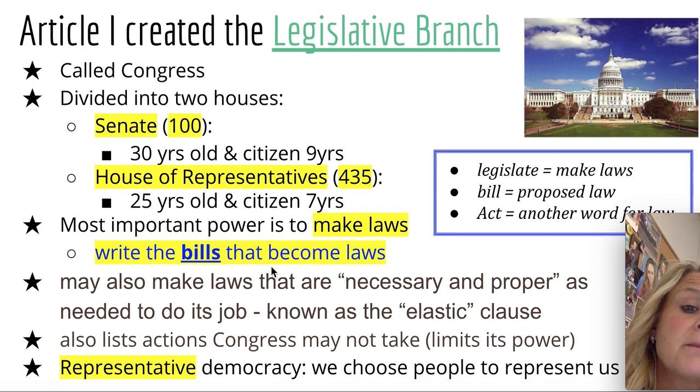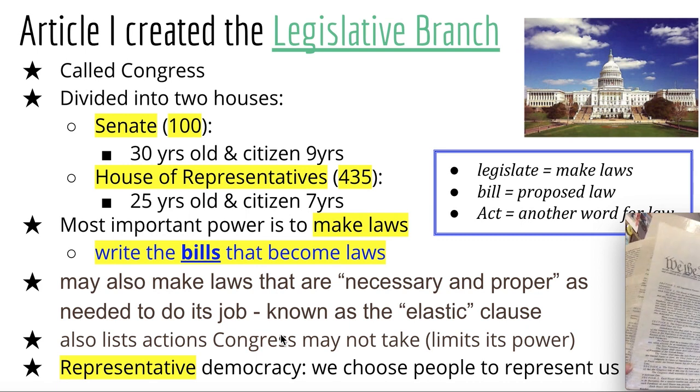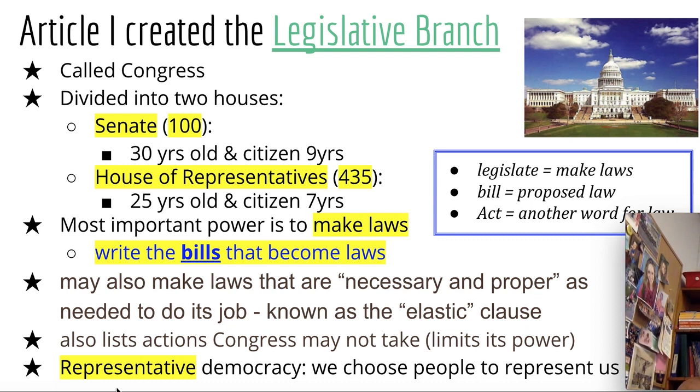Now, there are some laws that Congress might make that people will say, hey, wait a minute. For instance, when we did the Louisiana Purchase, where in the Constitution does it say that the federal government can purchase land? They decided to say, well, it doesn't clearly say that, but it does say that we have the right to make laws that are necessary and proper in order to be better for our country. And so this is known as the Elastic Clause.